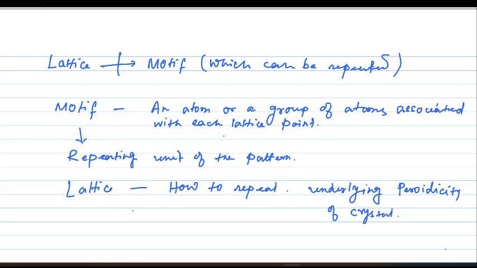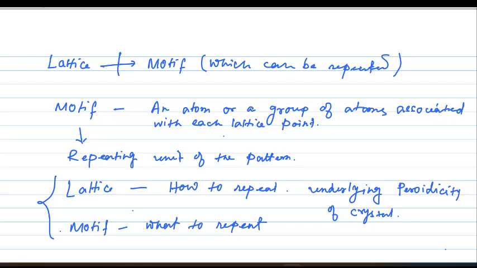Right? Which means that it tells you how to repeat to generate a pattern. On the other hand, motif tells you what to repeat. Unless you know that, it is difficult to generate a pattern. So when you want to define a crystal, both of these information are required. You need to know what is the lattice of that pattern and what is the motif, as to what is that which you have to repeat to generate the structure or the pattern.